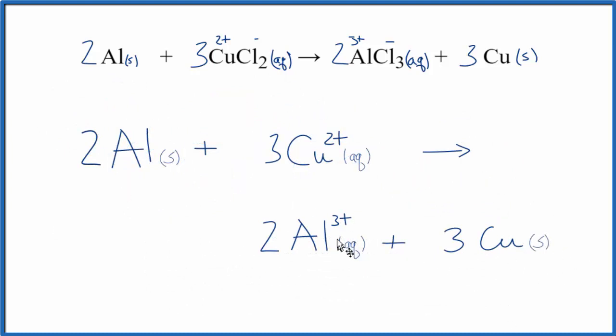So this is the net ionic equation for Al plus CuCl2, aluminum plus copper(II) chloride.